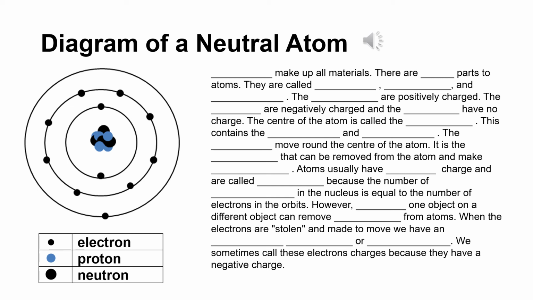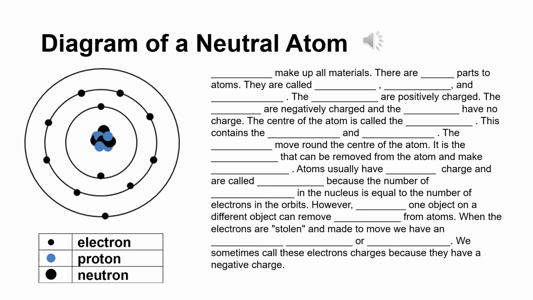A proton has a positive charge, an electron has a negative charge, and a neutron is uncharged. Normally, the atom has no overall charge. It is said to be neutral because the number of protons in the nucleus equals the number of electrons in the orbits or shells. However, sometimes an object can steal electrons from other atoms by being rubbed against each other.